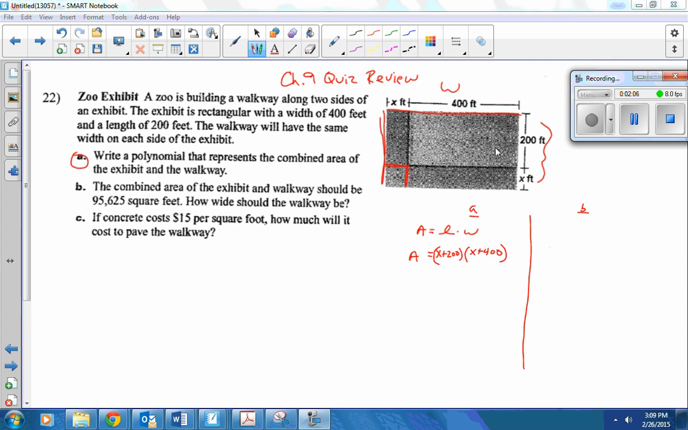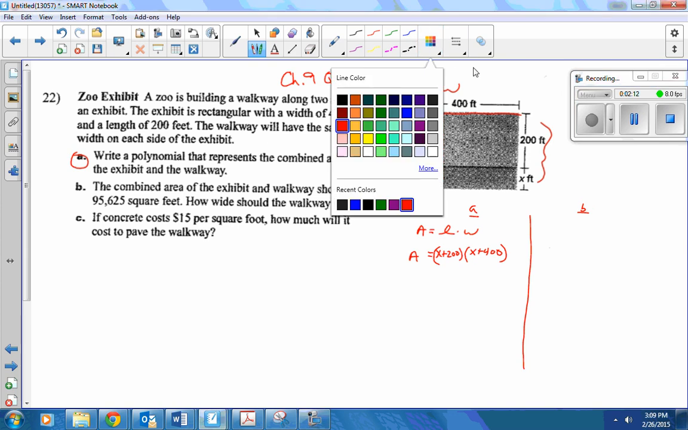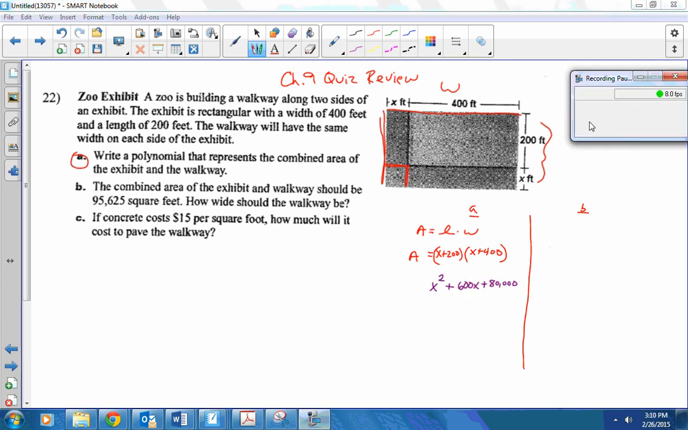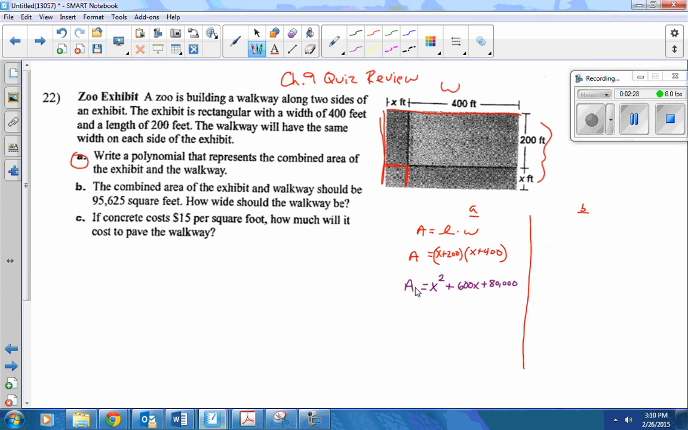But this isn't the only way that you could find the area. You can think of it a different way. Once we get done here, we don't factor it, we actually FOIL it out, and I'll show you what that looks like. The area is equal to x squared plus 600x plus 80,000.